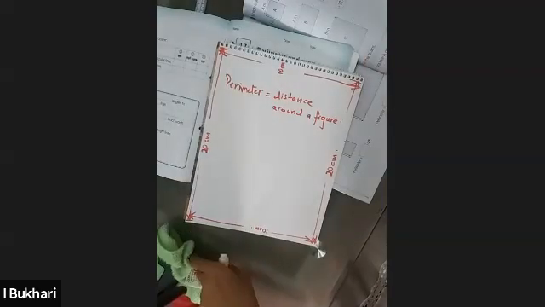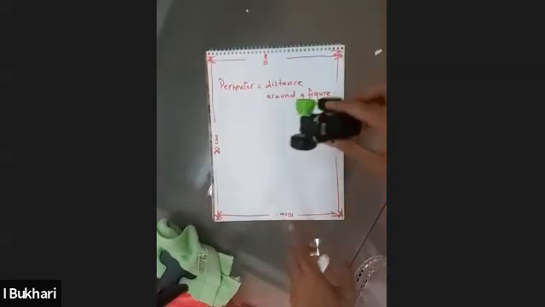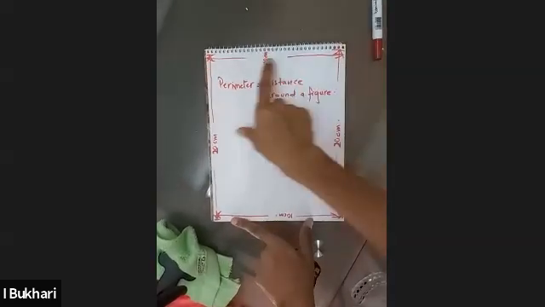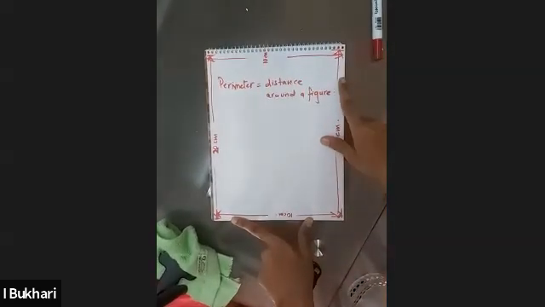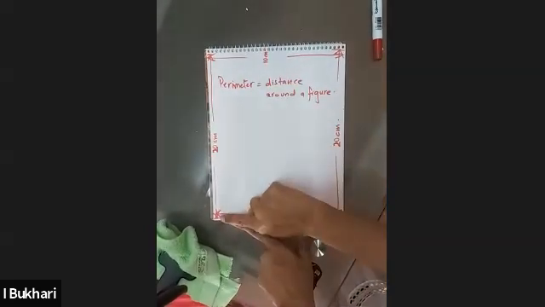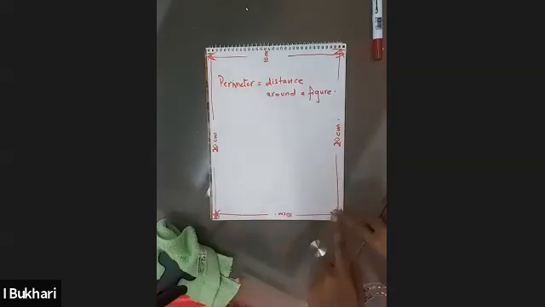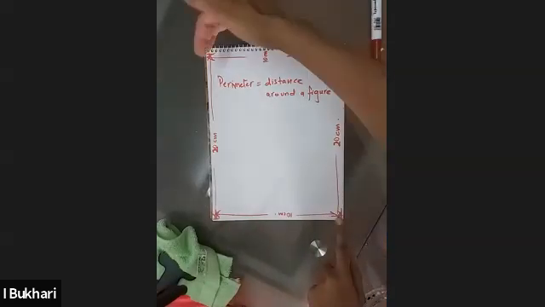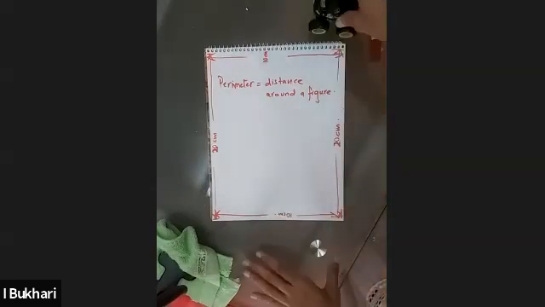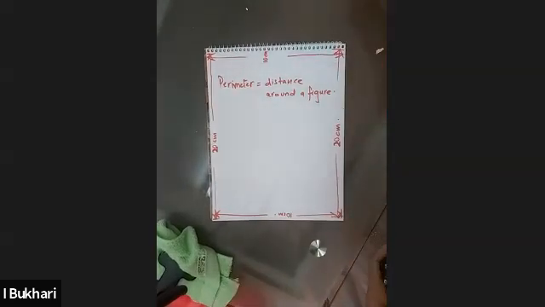Now, this is my car, and this car is trying to cover the distance around this figure. This is my figure, and this is my car. I know that this side is 10 centimeters. I just took a random number. This is 20 centimeters. This again is 10 centimeters, and this is 20 centimeters. Now, if I want to travel around this, how much distance did my car cover?